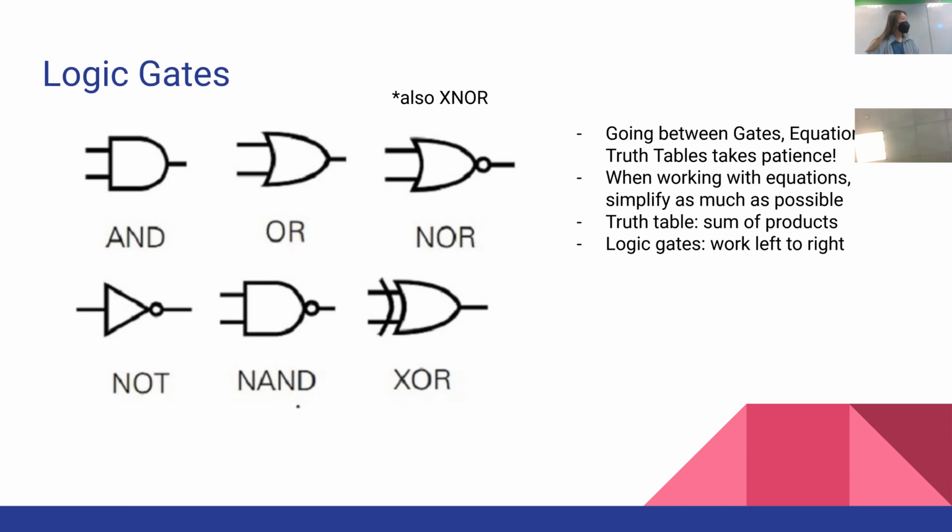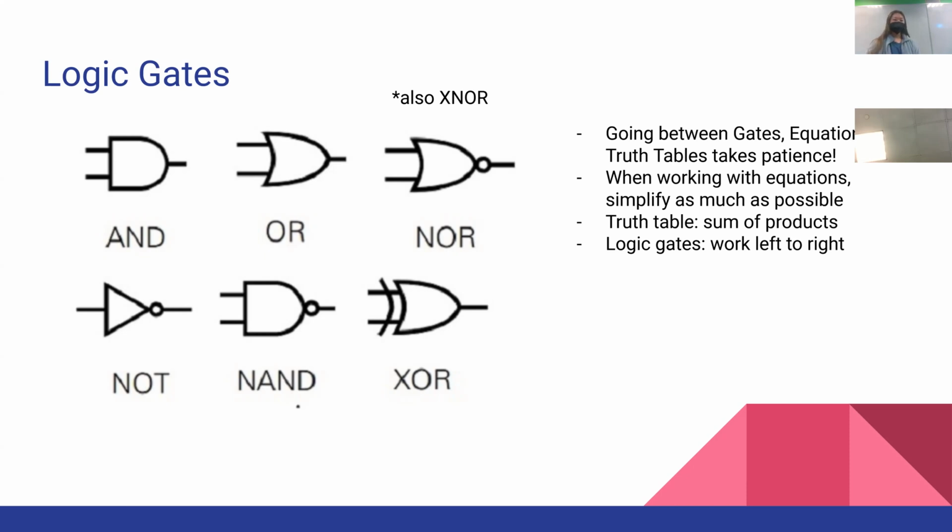And so there will be questions on the midterm or potentially the final where you have to go between logic gate diagrams, the expressions, and the truth tables, and it takes patience. Some of the problems you'll work through today take a little time to break down. But just some tips: when you're working with the equations, you want to simplify them as much as possible using the rules from the previous slide. And this will help you build a logic gate diagram from it or create a truth table.